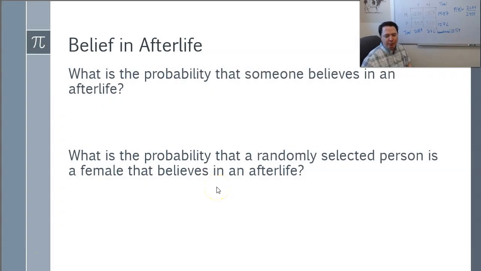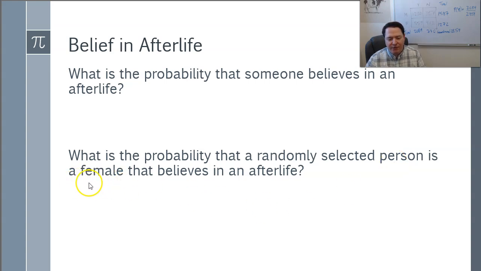What's the probability that a randomly selected person is a female that believes in an afterlife? Okay, so in real life, you could always just ask somebody to clarify for you. But here, on your homework or something like that, you won't necessarily have that advantage. You could always send me a message, but just know that I'm going to kind of stick with this kind of wording where what's the probability that a randomly selected person? In other words, we're not assuming anything about this person. This is just a randomly selected person.